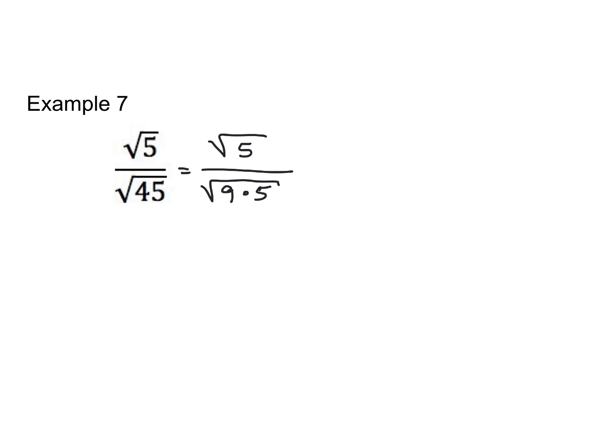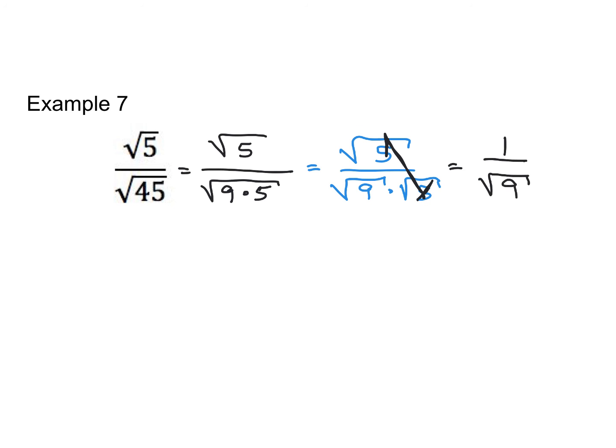I'm going to split those to help us a little bit further. So I still have square root of 5 on the top. I have square root of 9 times square root of 5 on the bottom. Notice how I have a square root of 5 on the top, square root of 5 on the bottom. That makes a 1, right? So really I have now 1 over square root of 9. What is square root of 9? That is 3. So my final answer is 1 over 3.